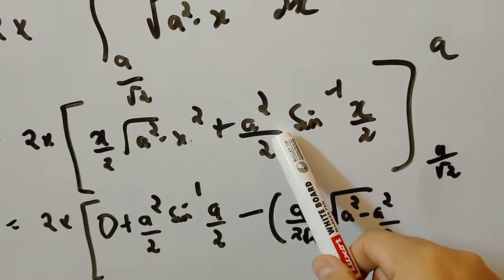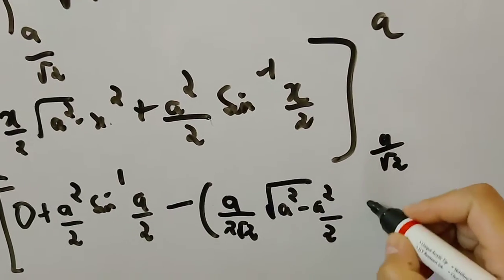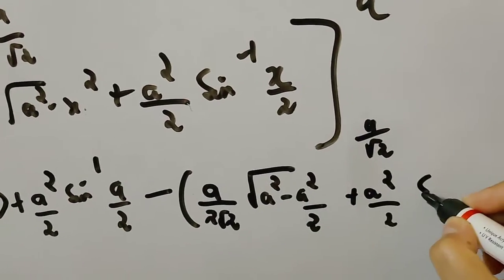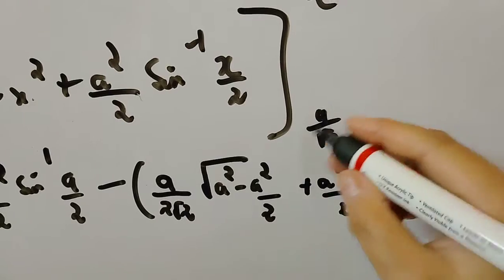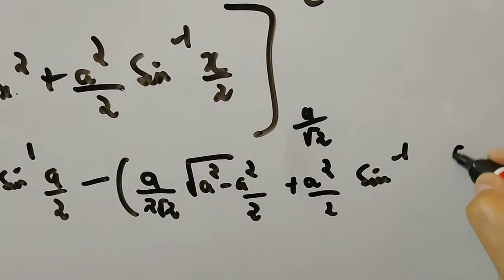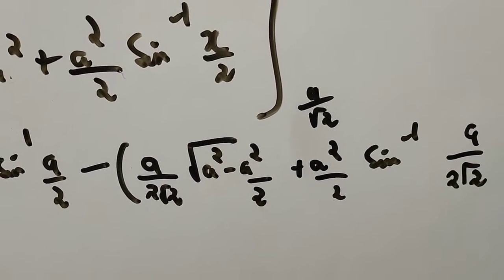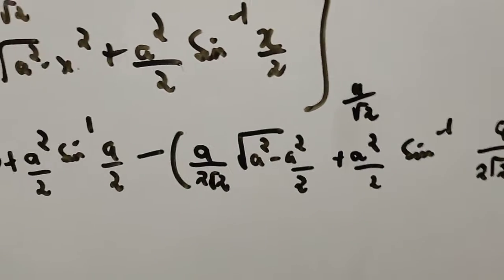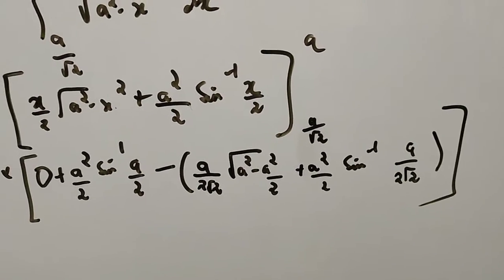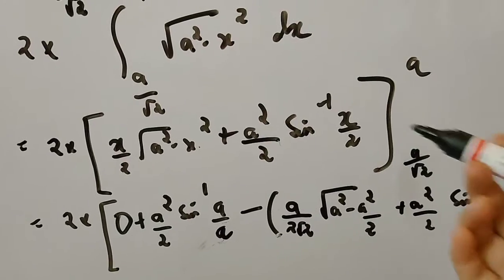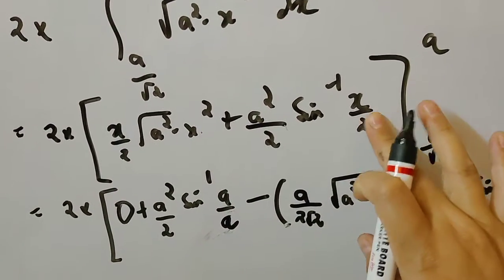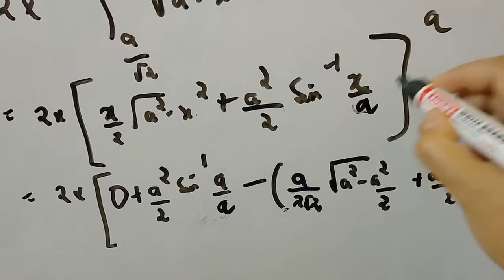Now the next term will be here, plus a square by 2 sine inverse x, where x will be a by root 2 this time. So it will be like this. Okay, there is a mistake. It is sine inverse x by a, not 2.